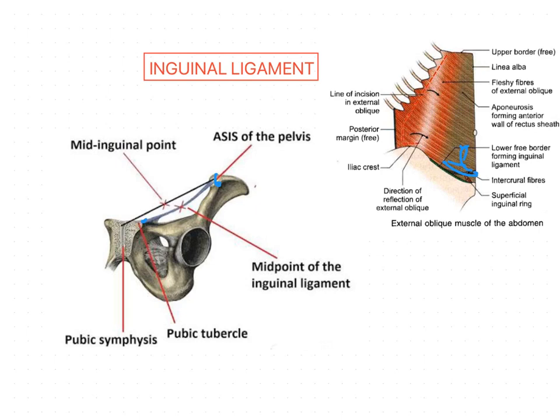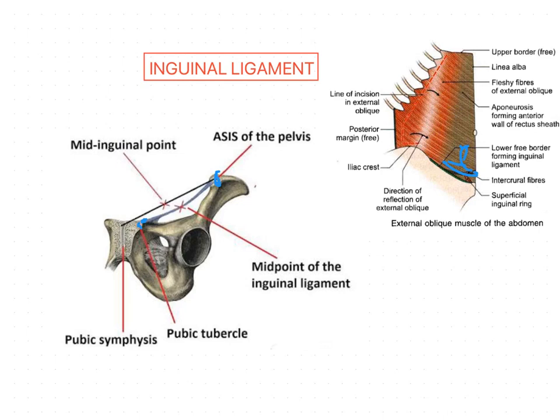pubic tubercle. The extension of the inguinal ligament is from the anterior superior iliac spine of the pelvis to the pubic tubercle. This ligament lies beneath the fold of the groin, and it has two halves: the lateral half and the medial half.